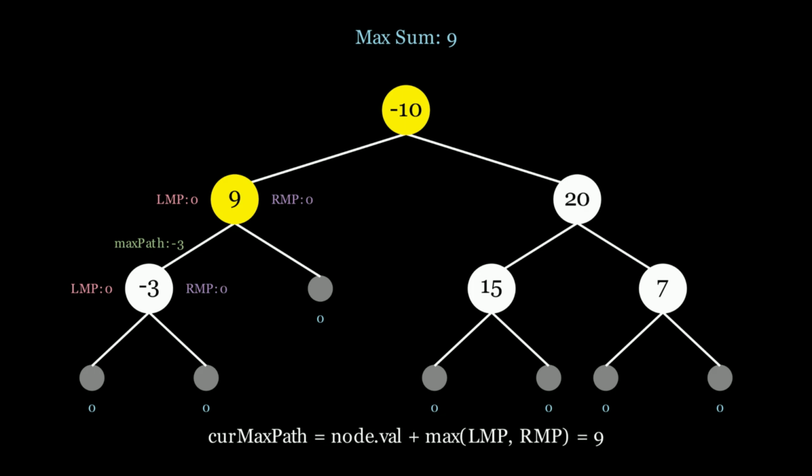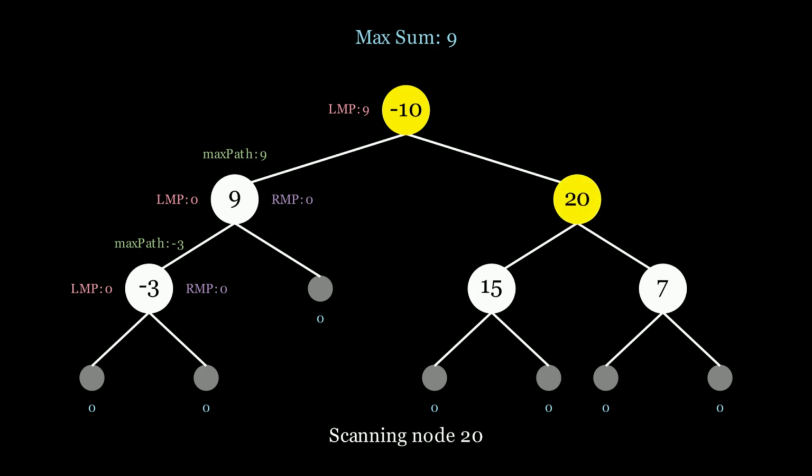Now we need to calculate the current maximum path for node 9. This is going to be 9 plus the maximum between the left and right paths, which is 0, so just 9. Now, the left max path for node -10 is the maximum between 9 and 0. In this case, it's beneficial for us to take the node 9 because it has a positive sum associated with it. So we're going to use 9 for the left max path for -10. Now at -10, we need to calculate the right max path, right? So now we go to the right section of the tree, which is node 20.